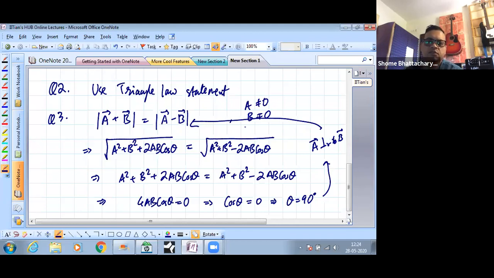No, IITians, to answer the question, tan 60 is root 3, not 1 by root 3. Tan 30 is 1 by root 3.